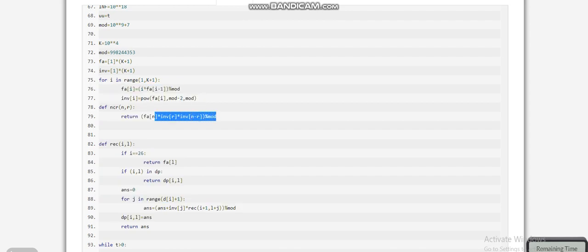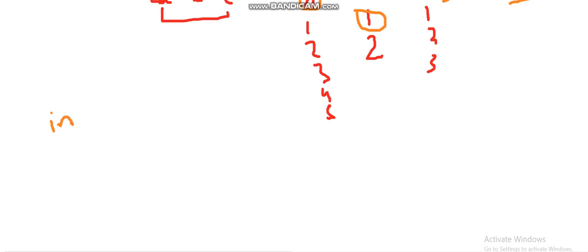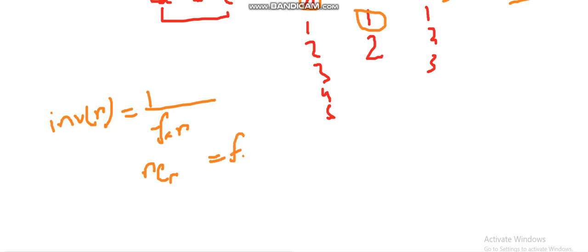You can find it anywhere. If a is the factorial of i, its inverse, I mean 1 by factorial of i, can be written as factorial of i to the power mod minus 2. You can find it anywhere. And the NCR is factorial of n into inverse, like inverse of r is nothing but 1 by factorial of r mod. Okay, so NCR will be equal to fact of n into inverse of r into inverse of n minus r.